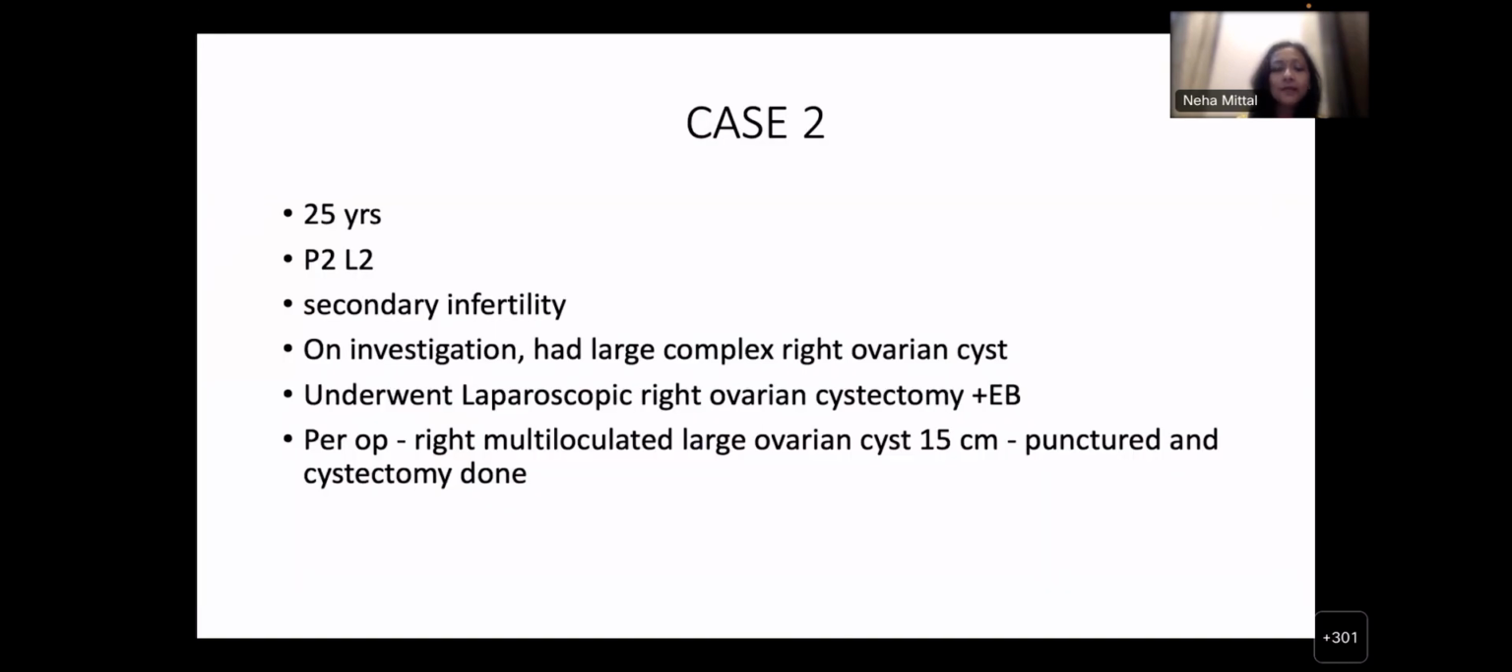With that, we move to case 2. 25 years, P2L2, secondary infertility. On investigation she had a large complex right ovarian cyst. She underwent laparoscopic right ovarian cystectomy plus endometrial biopsy. A right multiloculated large ovarian cyst, 15 centimeters, was seen, punctured, and cystectomy was done. All this was done outside. What we received was material for review from the cystectomy, the slides and the blocks.